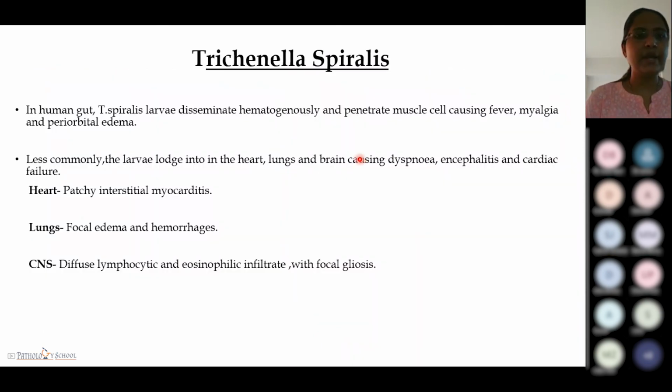Next is Trichinella spiralis. In the human gut, Trichinella spiralis larvae disseminate hematogenously and penetrate muscle cells, causing fever, myalgia, and periorbital edema. Less commonly, larvae lodge in the heart, lungs, and brain, causing dyspnea, encephalitis, and cardiac failure. In the heart, it causes patchy interstitial myocarditis. In the lungs, it causes focal edema and hemorrhages. And in the CNS, it causes diffuse lymphocytic and eosinophilic infiltrate with focal gliosis.